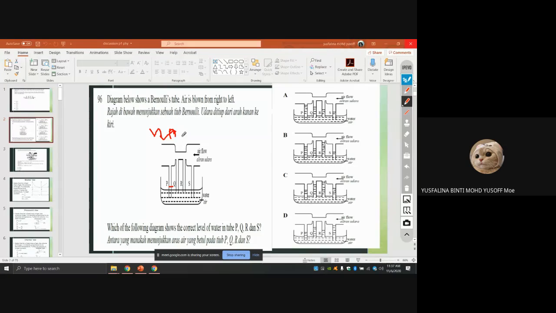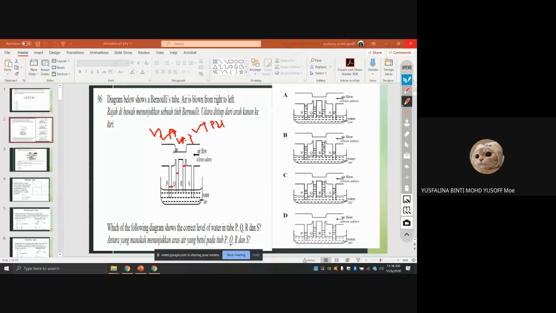Then for this one, the velocity is high, so the pressure is low, for the second tube. When the pressure is low, the water can rise up, because it cannot push the water downwards. So it will rise up like this. Then for this one, the velocity is very high compared to tube 2, so the pressure will be even lower here. When lower, the water rises up more, like this.